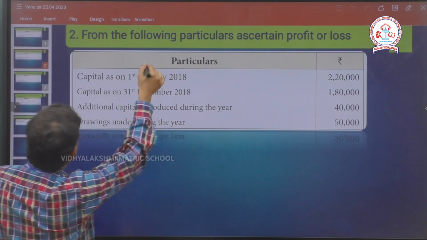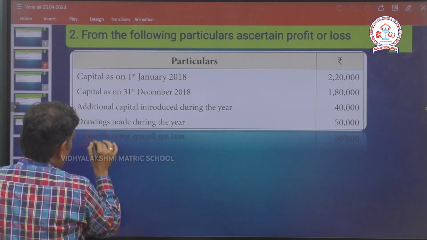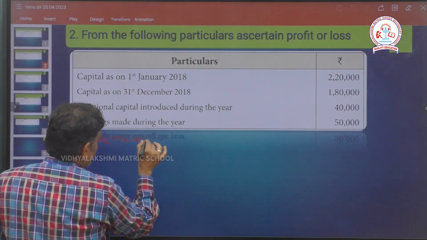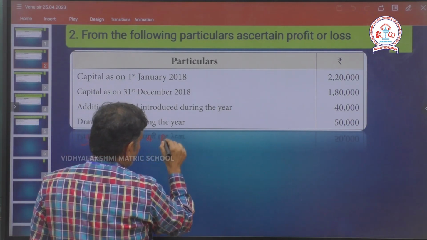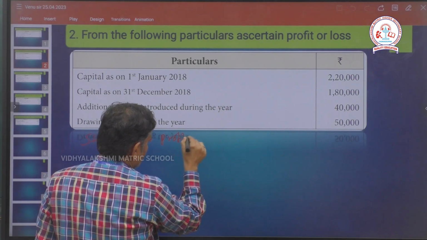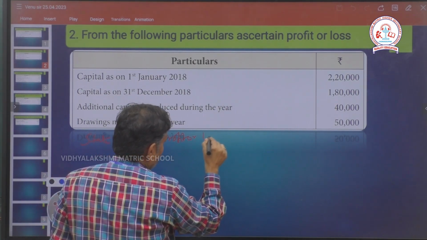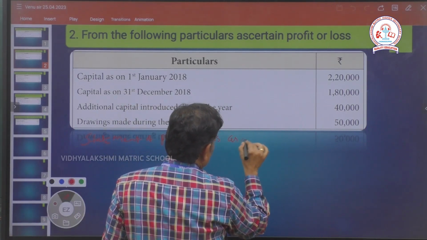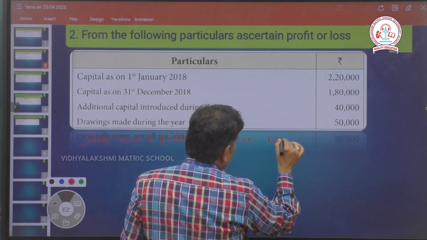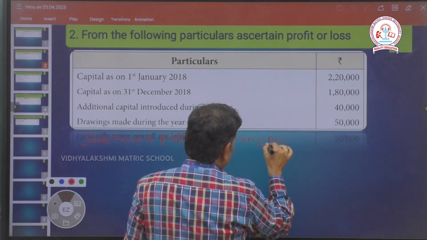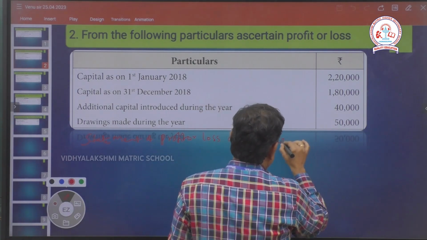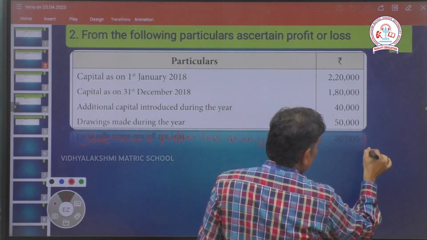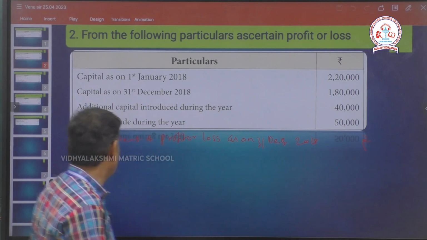Right. Now we can see the second sum. Write the name: statement of profit or loss as on 31st December 2018, and the rupees symbol.